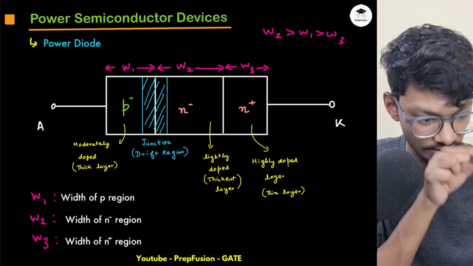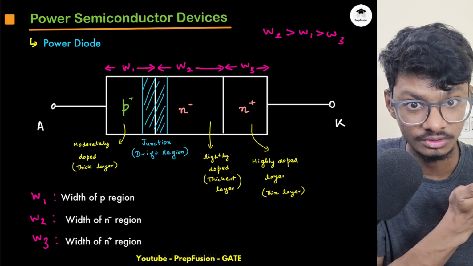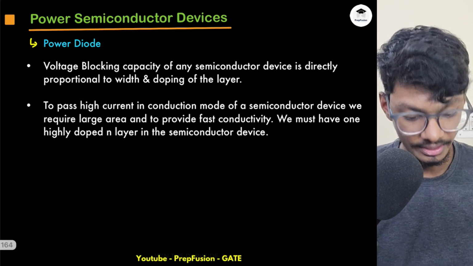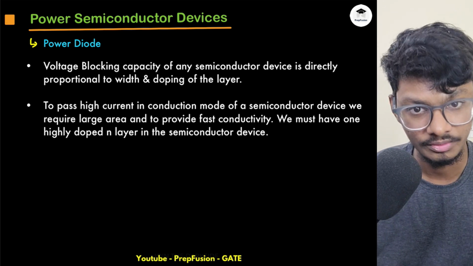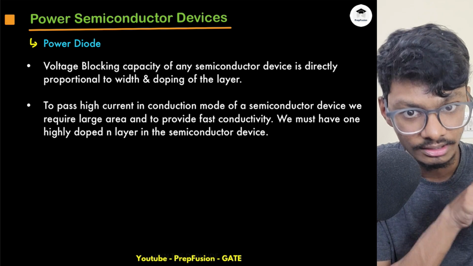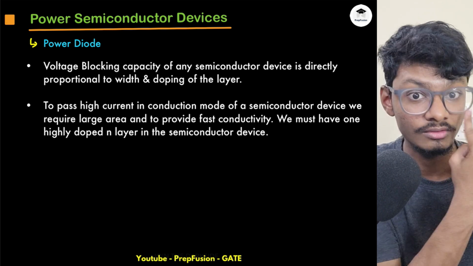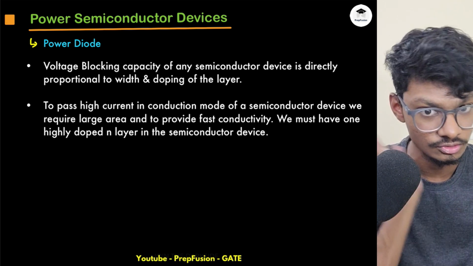I hope you know, right? If the concentration of current is very high in a particular region, that will just be too much for that particular device. That will burn the device. So we have to anyhow make the current density constant. That is our aim. That's why we have a highly doped region, and that region will have higher area, even though the width is lower, but the area is high. Width is for voltage blocking capacity, area is for current passing capacity. So these two things you should keep in mind.